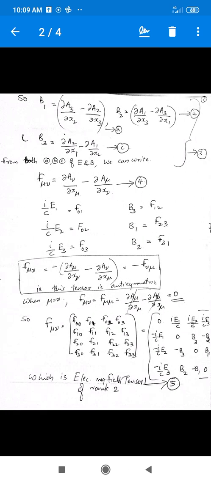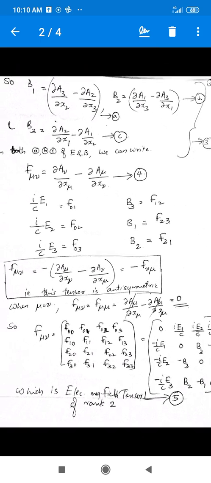Now first take the x component, which is B1, Bx. So B1 is Bx. It will be dou A3 by dou x2 minus dou A2 by dou x3, and B2 will be dou A1 by dou x3 minus dou A3 by dou x1. So we have got the first equation A and equation B, and then B3, equation C.